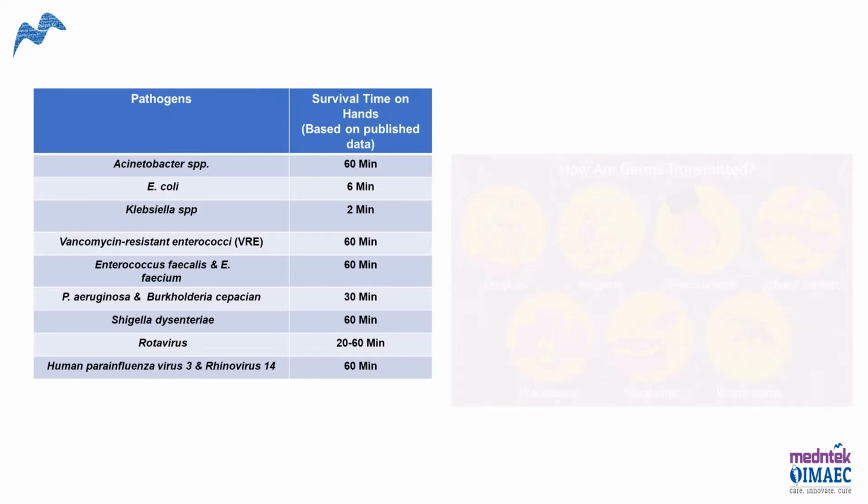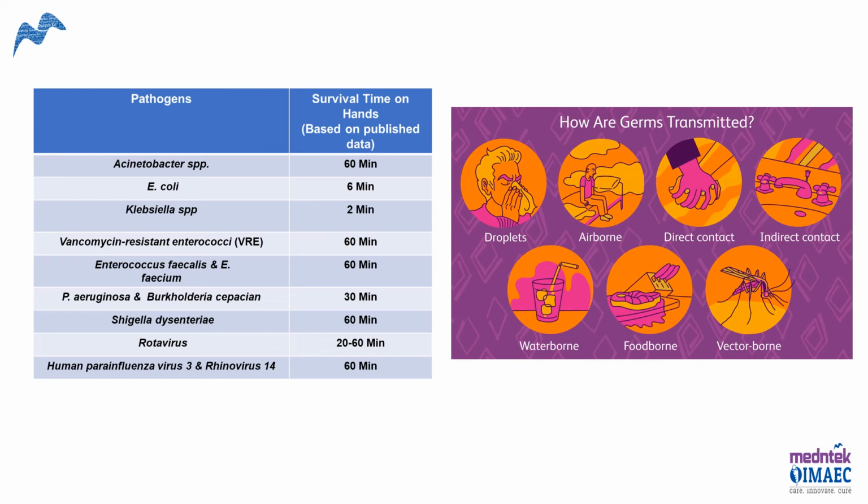Now, how will these organisms transmit or spread? These pathogenic organisms can be transmitted by various modes of transmission from an infected patient to a susceptible individual, like droplet, airborne, direct contact, indirect contact, waterborne, foodborne or vector-borne modes. The microbiome of the hands is in constant flux as the hands are a critical vector for transmitting microorganisms between people, pets, inanimate objects and the environment.